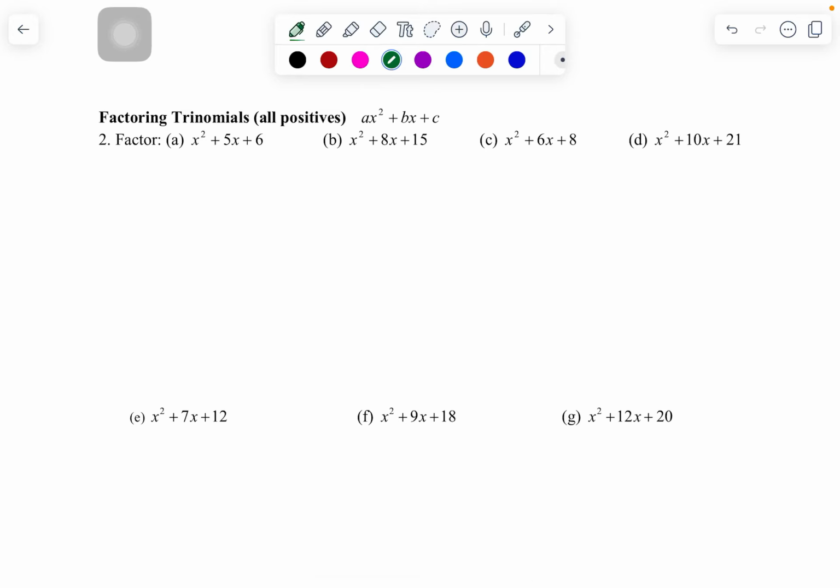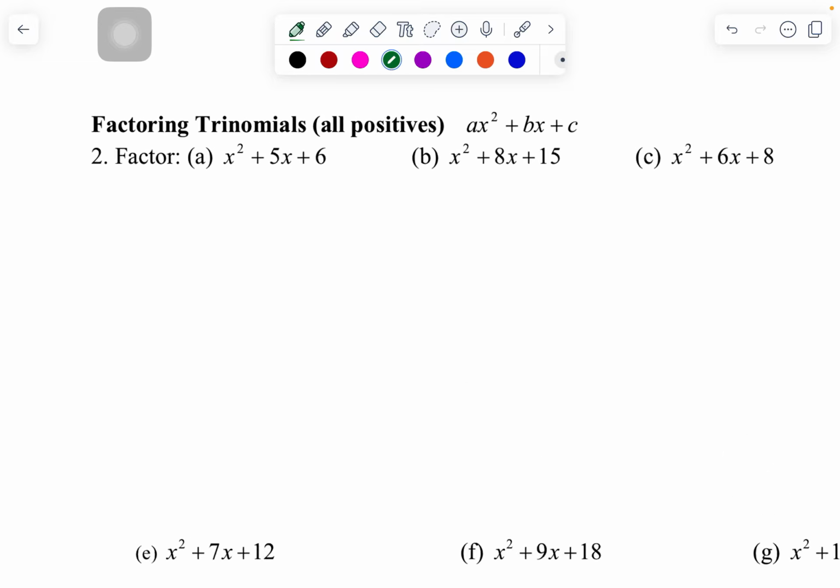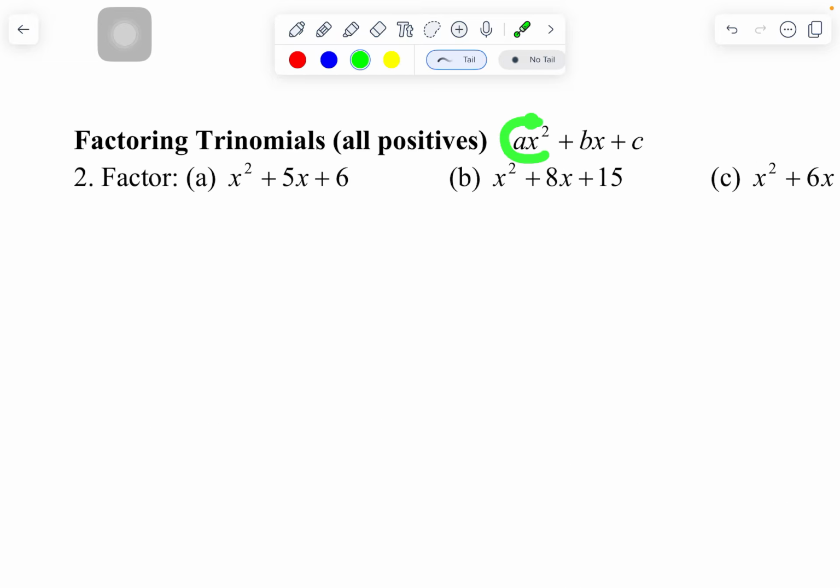All right, this is going to be the second part of Notes 13, and we are going to start factoring some trinomials. A trinomial is simply something that has 1, 2, 3 terms in it. That's what makes a trinomial. All right. Now, the part that we're going to deal with today is everything in this question set. So A through G, everything's positive.